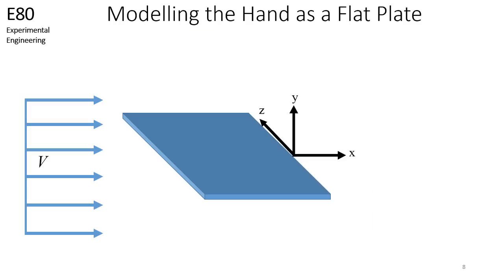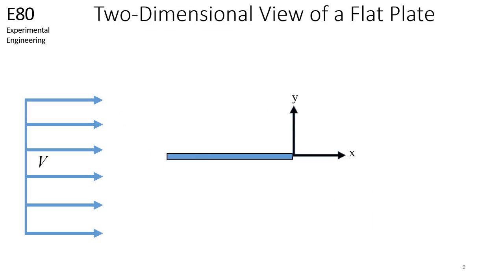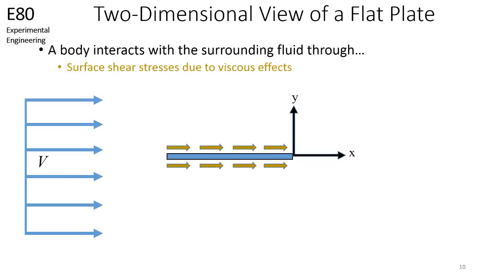So, here is our flat plate. Let's look at it from the side. Here is a two-dimensional view of the flat plate. The flat plate experiences two stresses as it interacts with the surrounding fluid. First, it experiences surface shear stresses due to viscous effects. These act in the x direction. The flat plate also experiences normal stresses due to pressure effects. These act in the y direction.